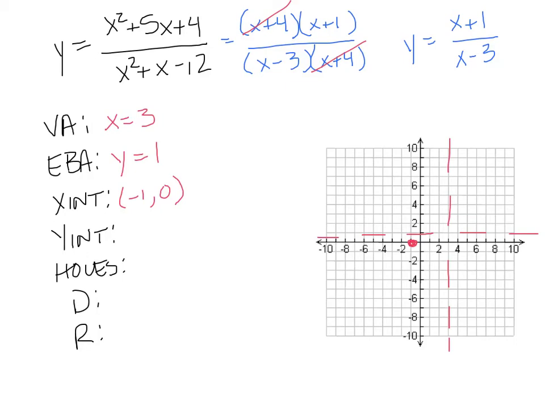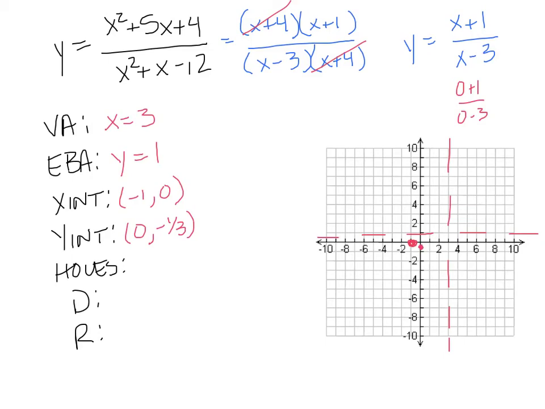Y-intercept, well, that's plugging in a 0 for all your x's. So you have 0 plus 1 over 0 minus 3. So our y-intercept is negative 1/3. Again, that looks like it kind of makes sense based on where that x-intercept is.